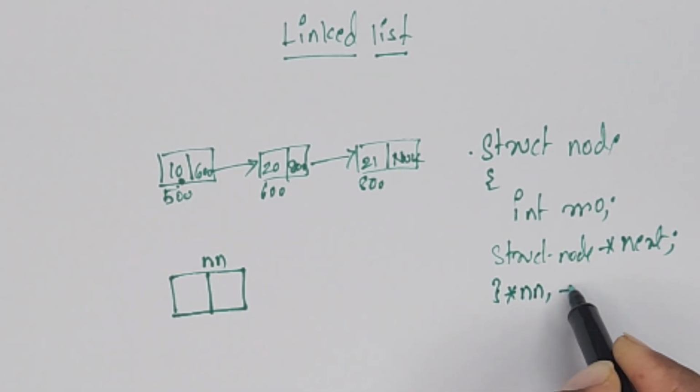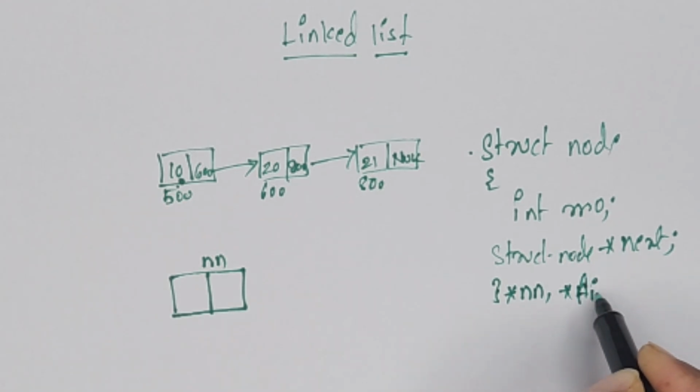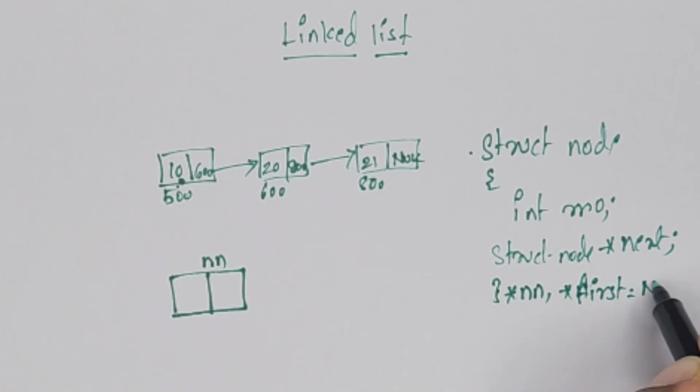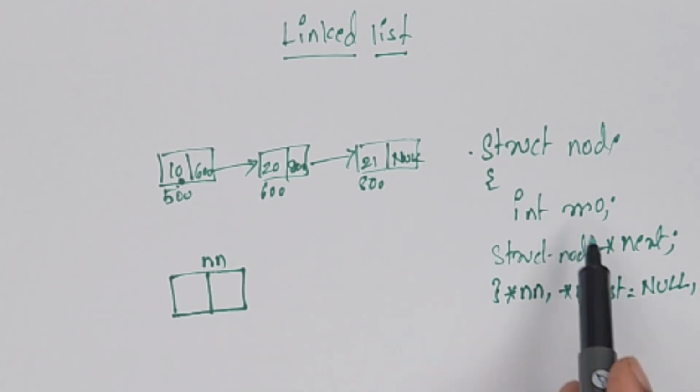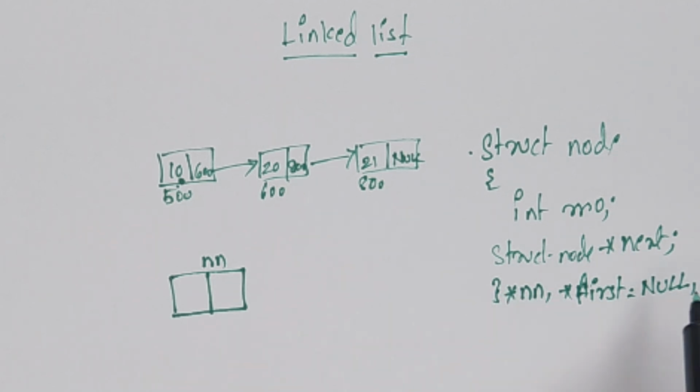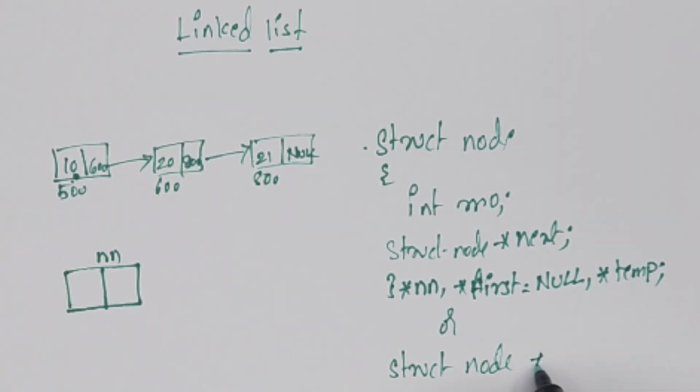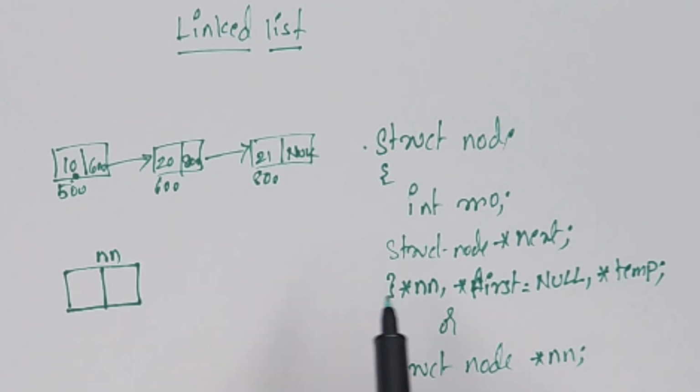So I'm going to declare some NN and first is also one variable, and initially first equals null, and another variable, it is temp. So these three are structure variables. After the closing brace, you can declare structure variables, or another method is struct node pointer variable name nn, comma, remaining variables also you can add. These are the two methods, so you can use any one method. Okay, now just allocate memory for the new node.